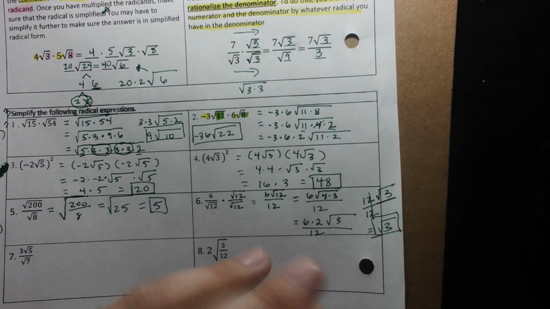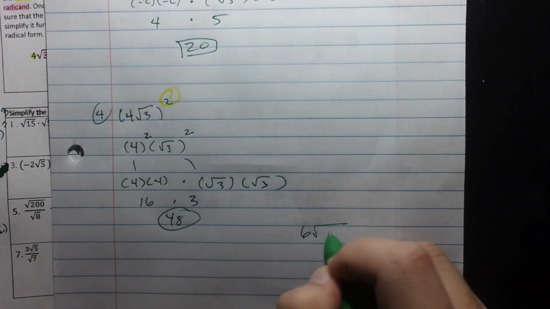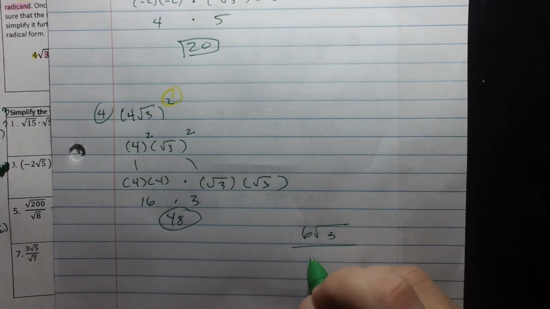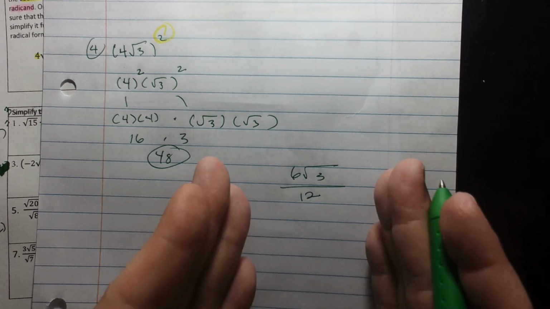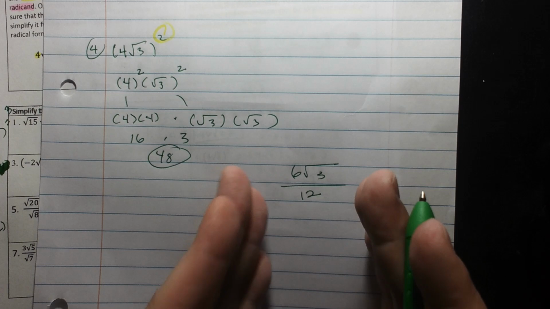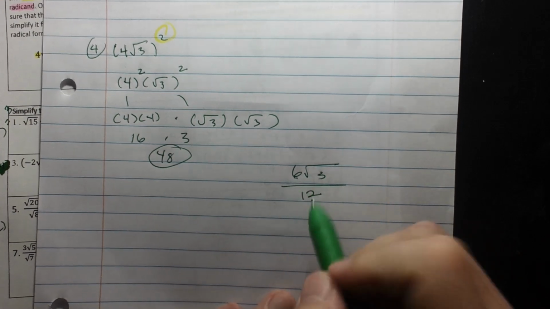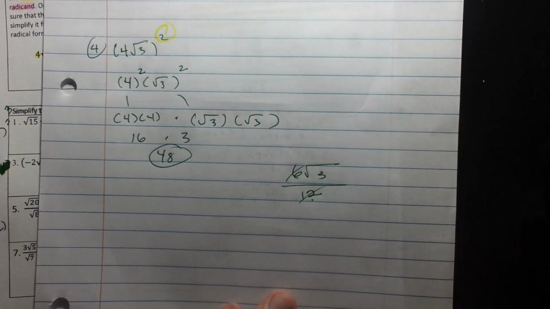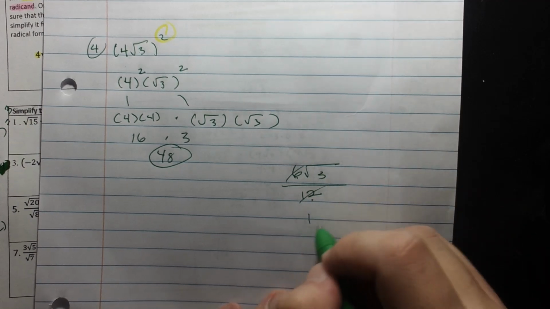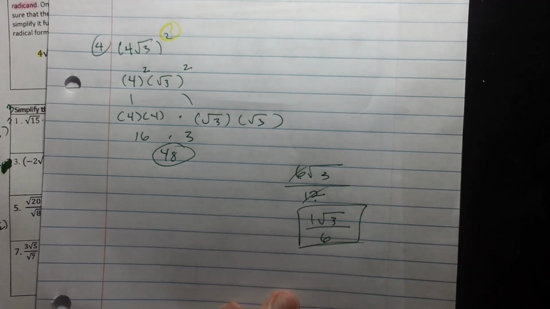A little side note, let's say that you have 6 root 3 over 12, okay? So this is what you have, but you notice that you could simplify this, right? You have that 6, you have that 12, you can actually reduce that to 1 root 3 over 6, and that would be your answer.